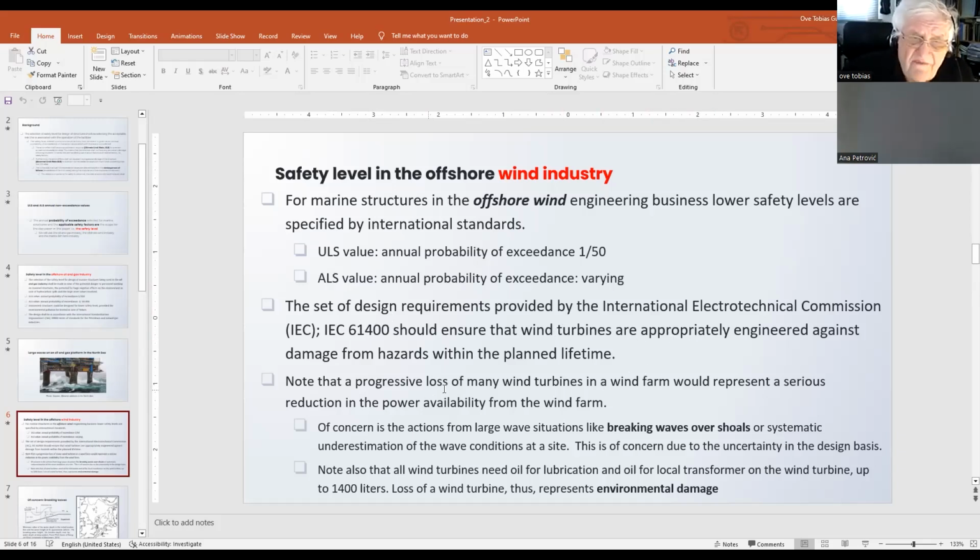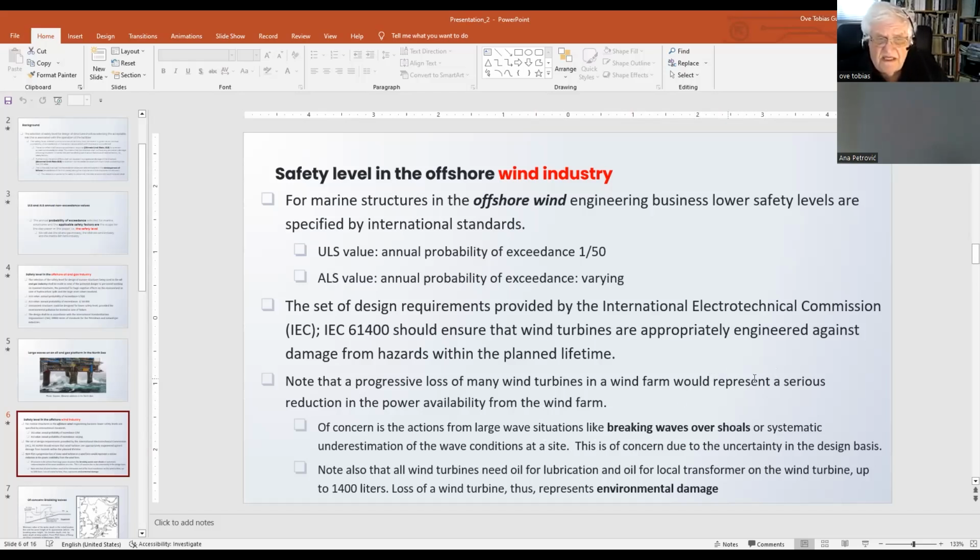Okay, however, we should notice a couple of things. One concern is that the level of wave action is very uncertain, and that happens when there are breaking waves over shoals, when we have the wind turbines mounted on top of a shoal or underwater hill. Then we could have a systematic underestimation of the wave conditions, and because of this uncertainty, we could have a progressive collapse. Say if there were 100 wind turbines in a wind farm, we could have several tens of wind turbines collapsing. That's one thing.